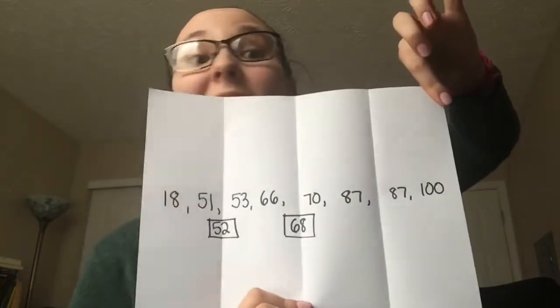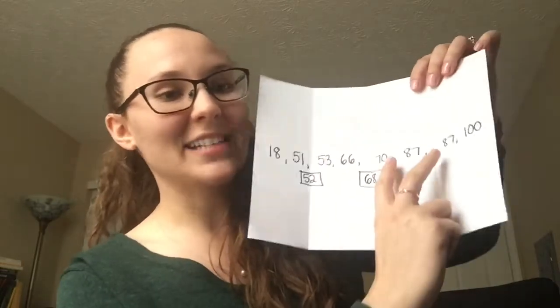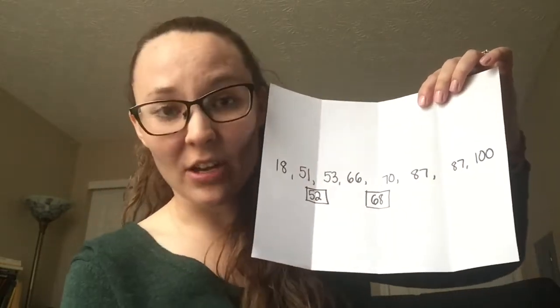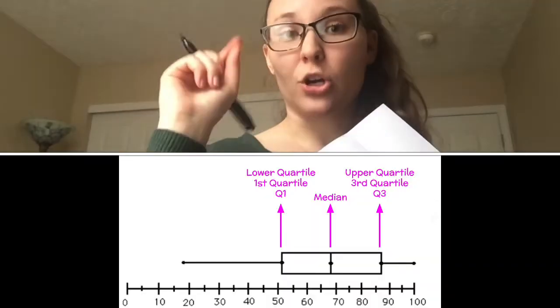It is howling, okay? So now we're going to finally get to the fourth part of our data set. So here's my upper half. I'm going to fold the upper half now to the median. Once again, ta-da! And now I see the line has to be between 87 and 87. Well, what number is directly between 87 and 87? 87, that's right. So that means that 87 is what we are going to call the upper quartile.